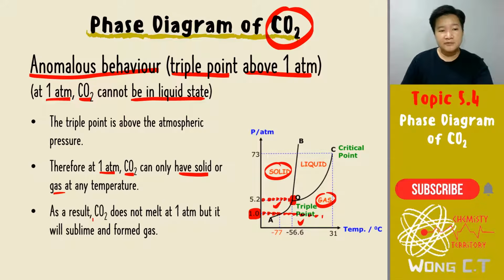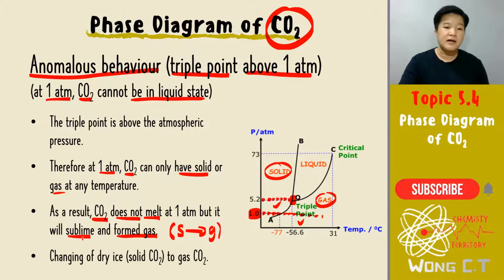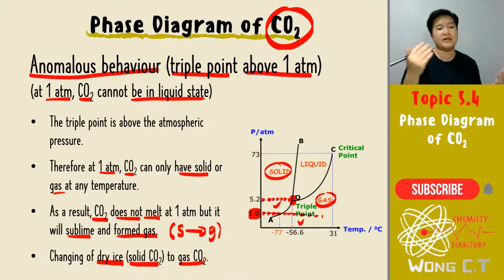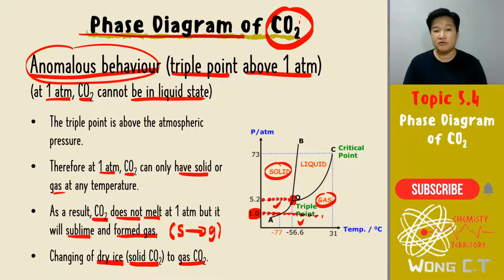Okay? As a result, your carbon dioxide does not melt at 1 atm, but at 1 atm, your carbon dioxide will sublime and form gas. Sublime and form gas means it's changing from the solid to the gas. Alright? And as I told you just now, the solid that we are talking about is the dry ice, which is your solid carbon dioxide, and the gas is the normal carbon dioxide gas that we have in our surroundings. This is the anomalous behavior for the phase diagram of your carbon dioxide.